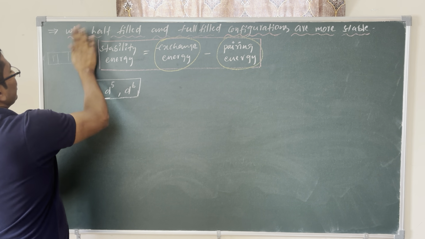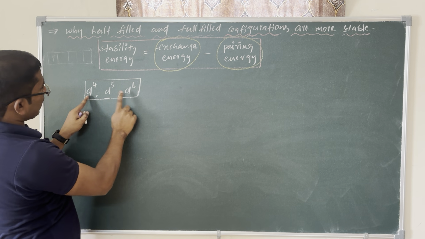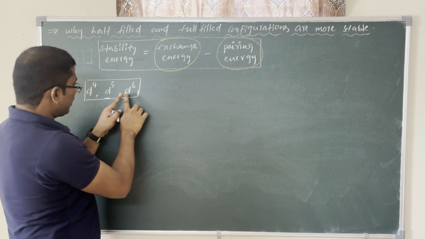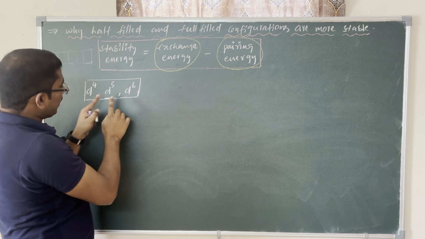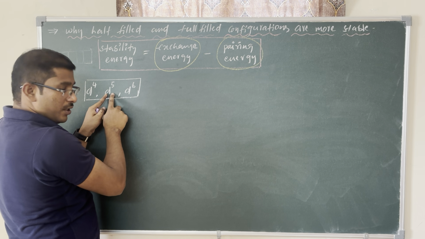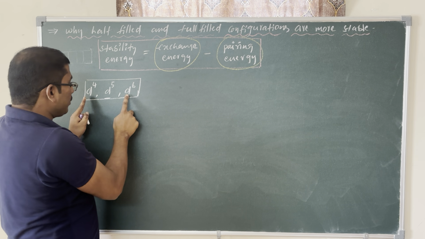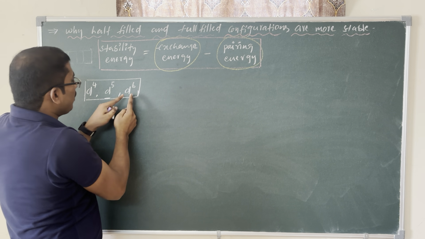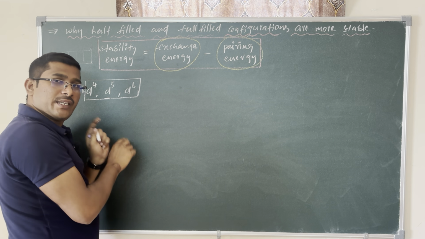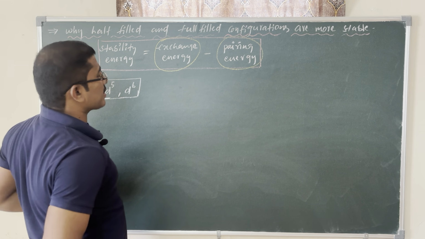What is the stability order of these 3 configurations? D5, D6, D4. Already I told you D5 is half filled, so it is more stable. Why is it more stable compared to these two? After this comes D6, then D4. What is the reason? We are going to discuss everything here.